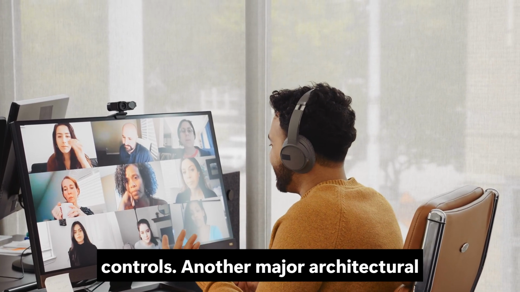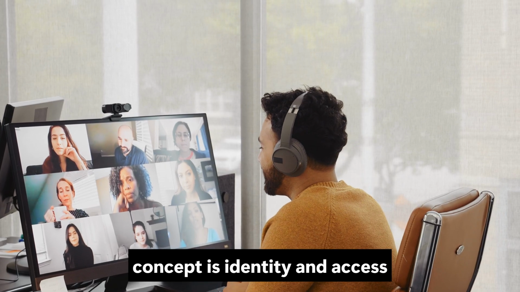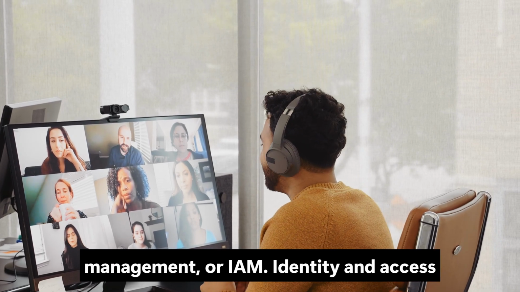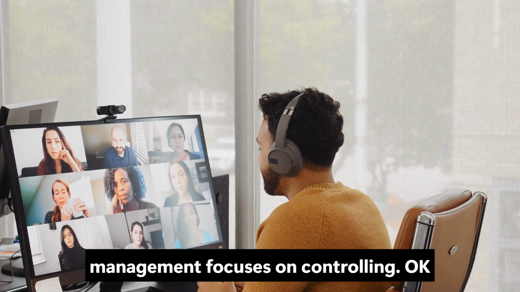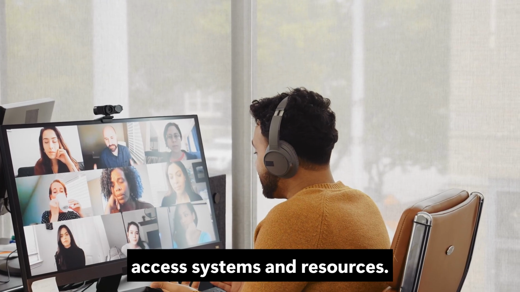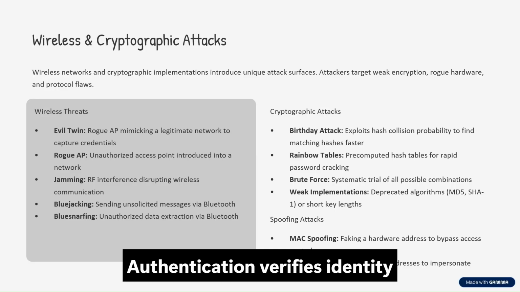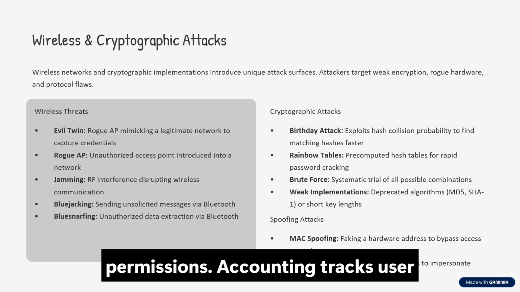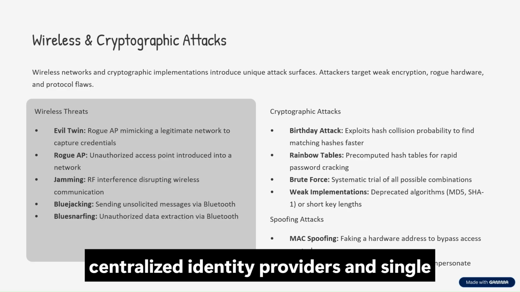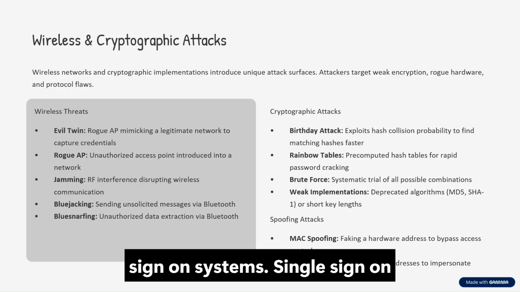Another major architectural concept is identity and access management, or IAM. Identity and access management focuses on controlling who can access systems and resources. Authentication verifies identity. Authorization determines access permissions. Accounting tracks user activities. Modern organizations use centralized identity providers and single sign-on systems.